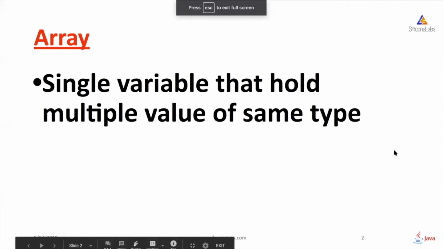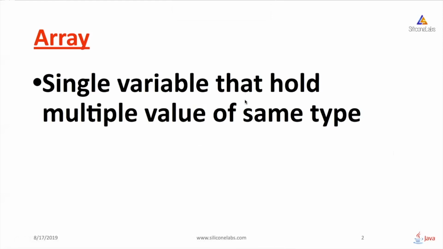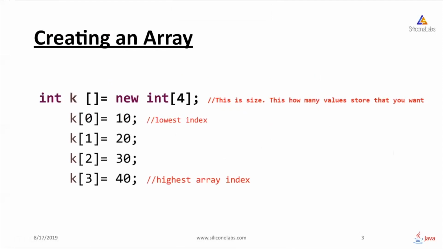Let's check this slide. Arrays are basically single variables that can hold multiple values of the same type. If you remember regular primitive data types, we were able to hold only one value at a time, but using an array, I will be able to hold multiple values of the same type in my array variables. Here you can see one example of an array.